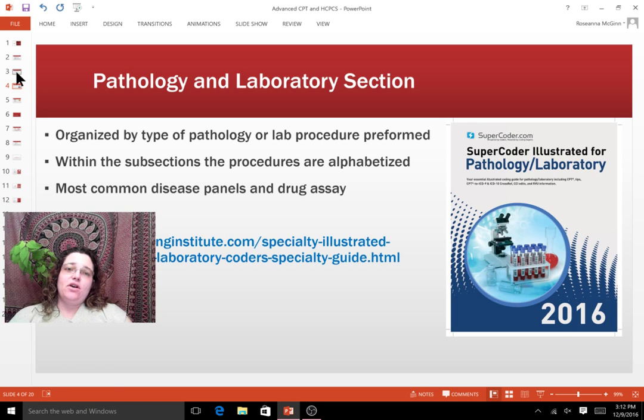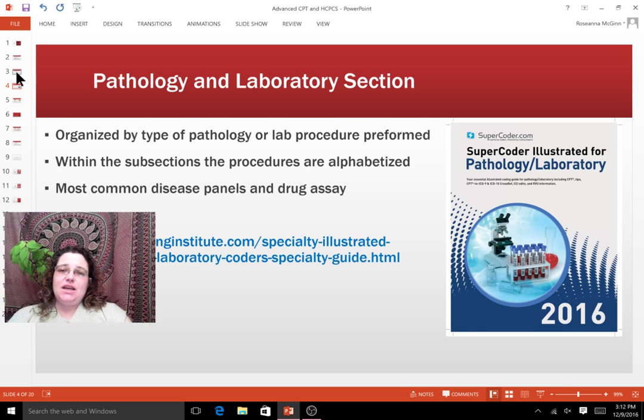So then there's a pathology and laboratory section in CPT. It's organized by the type of pathology or lab procedure performed within the subsections. The procedures are alphabetized, with the most common disease panels being for genetic diseases, actual tissue illness. That's what most of these come from. There are several different categories that are subcategories of that.